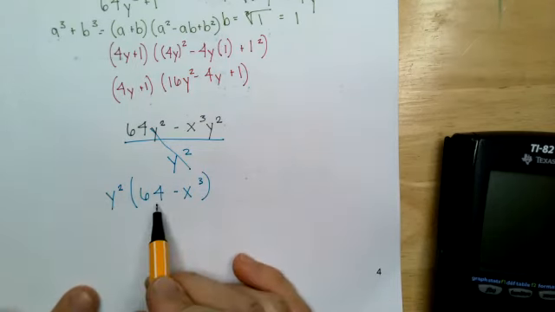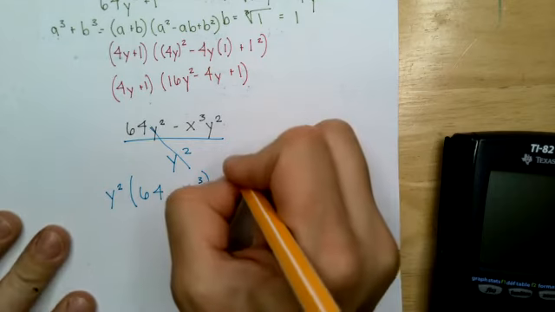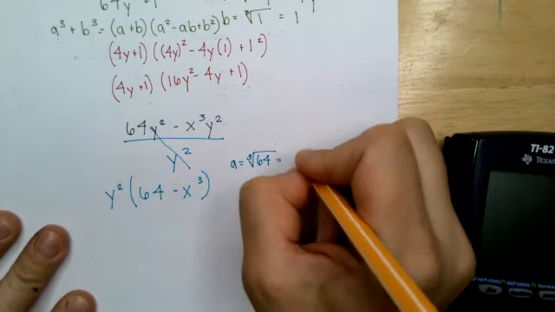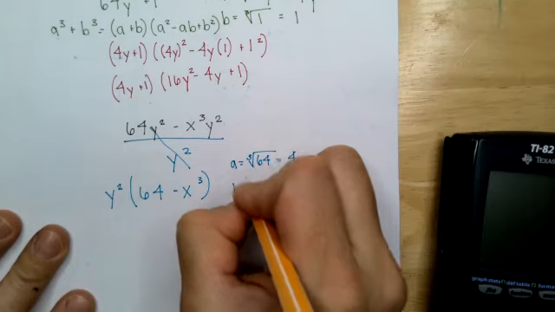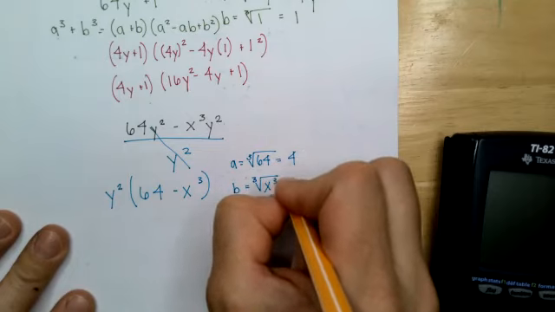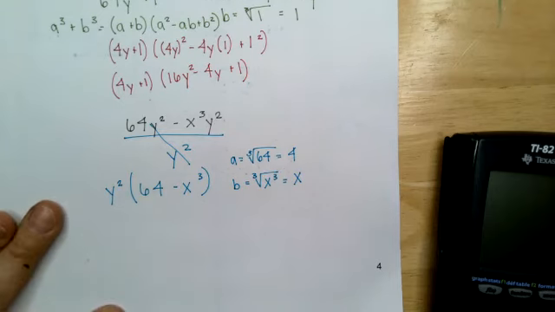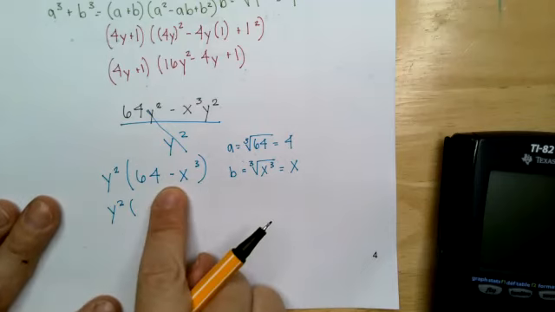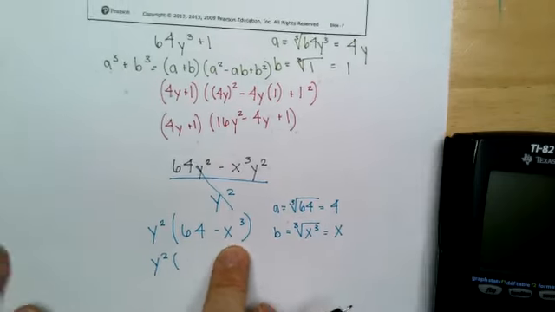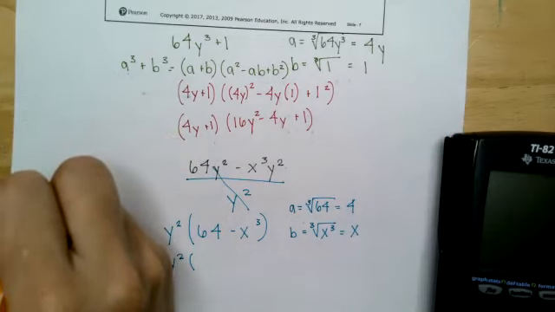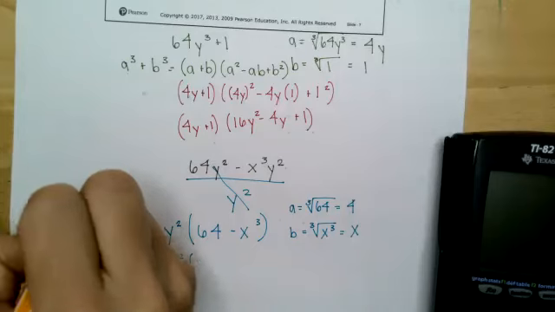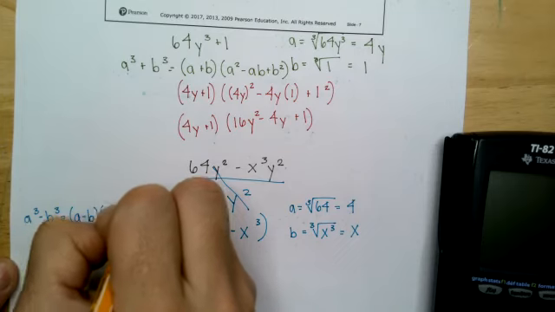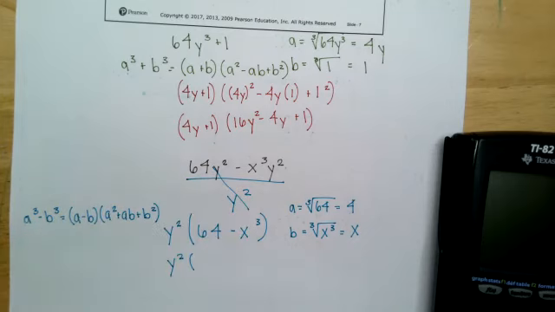We have the y squared outside. 64 minus x cubed means that a is the cubed root of 64, which is 4. And b is the cubed root of x cubed, which is x. Good. So now you have y squared times, and that was subtraction, right? So the formula for subtraction is a cubed minus b cubed equals a minus b times the quantity a squared plus ab plus b squared. Right?